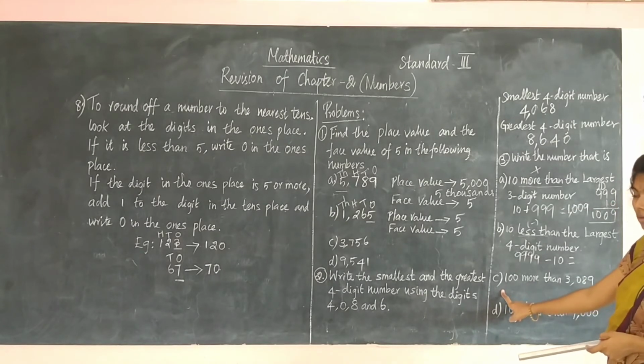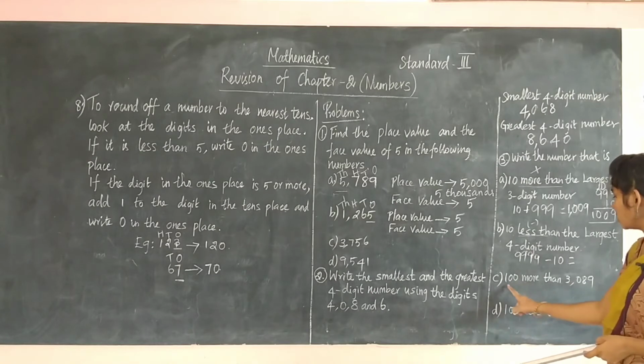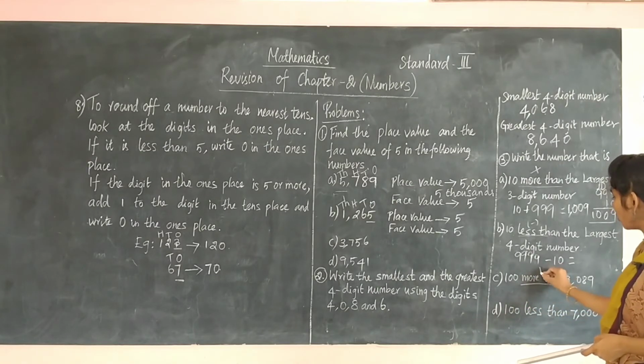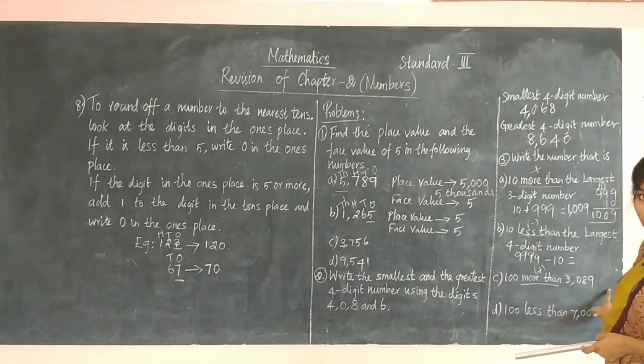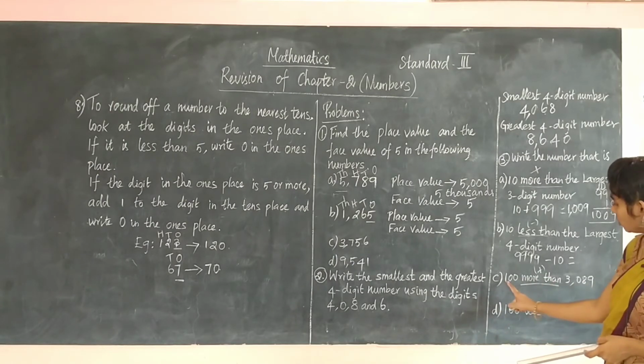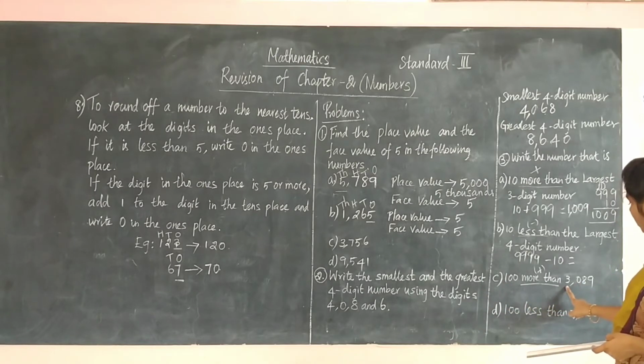I will just explain it to you. 100 more than 3089. Here it is given more than. So we have to add the number: 100 plus 3089. We have to add these two numbers. What will you do? In the hundreds place you just add 1. Here what will you get as the answer?